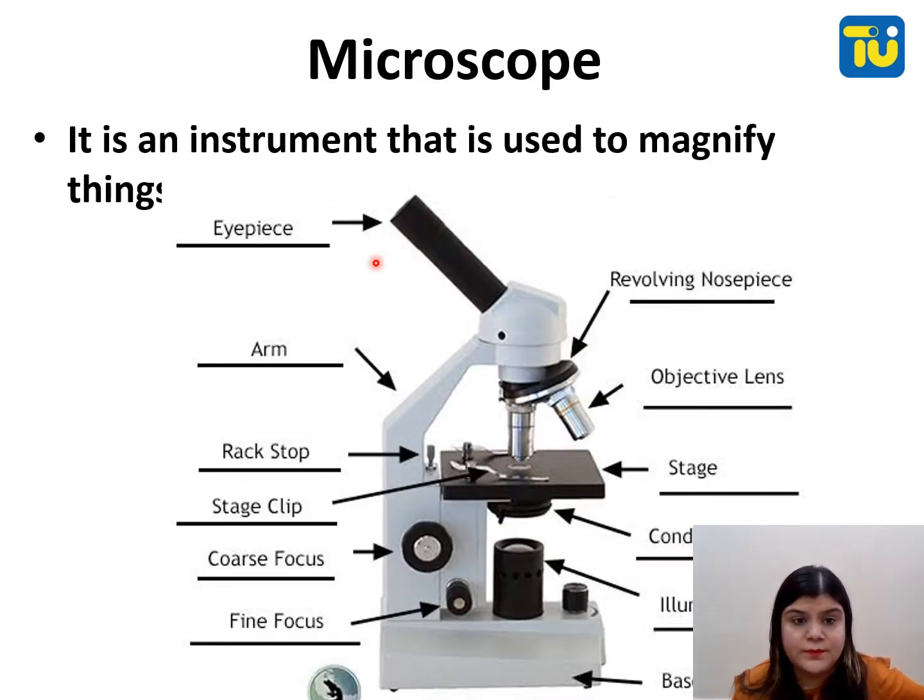Now this is a microscope. What is a microscope? It is an instrument to observe the cell. As you can see, this is an eyepiece where you will keep your eye. This is the arm where you will hold it. These are the stage clips where you will put the slide. This is the coarse focus with which you will focus to see it. This is a revolving nose piece, and this is an objective lens. This is a stage, this is a condenser, this is an illuminator, and this is the base of the microscope. Fine.